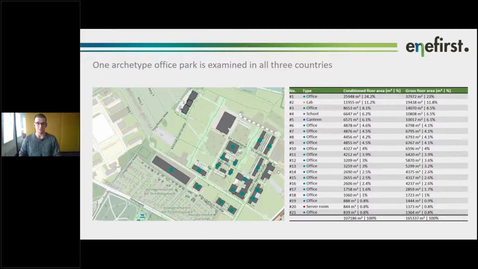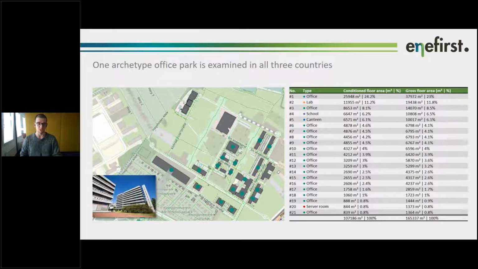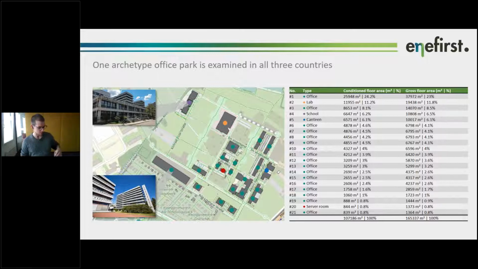On the one hand, we have a variety of office buildings, which could look something like this. Built approximately in the 70s, very poor energy performance. We've also got one school located here, which looks similar. And then there's a couple of miscellaneous buildings, including a laboratory, also a canteen for the people working there, as well as a server room, which is interesting because the waste heat from the data centers can potentially be used in the local microgrid. So that's this archetype office park that we're dealing with.